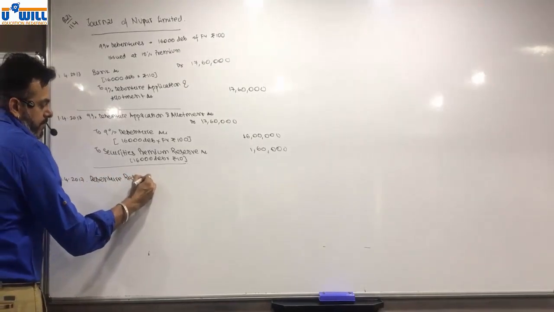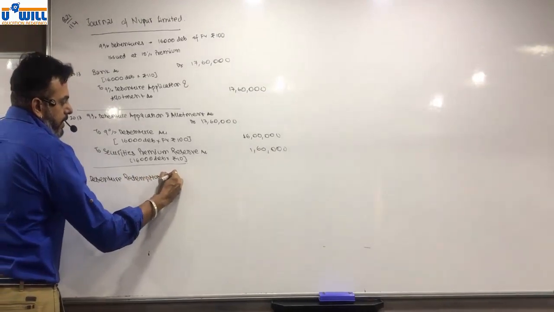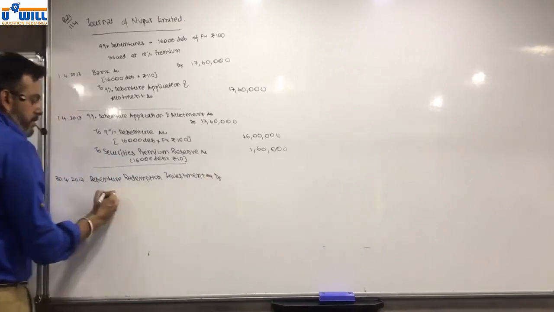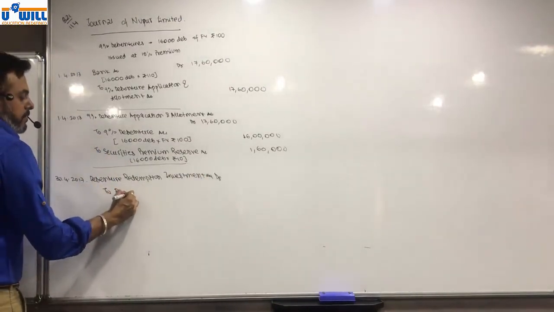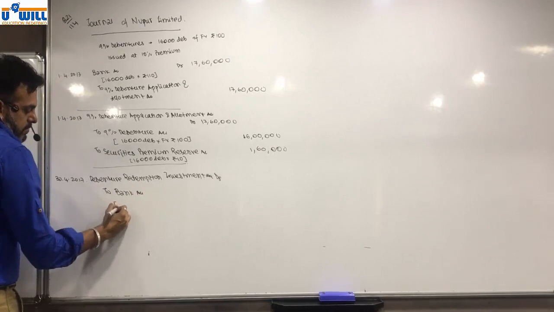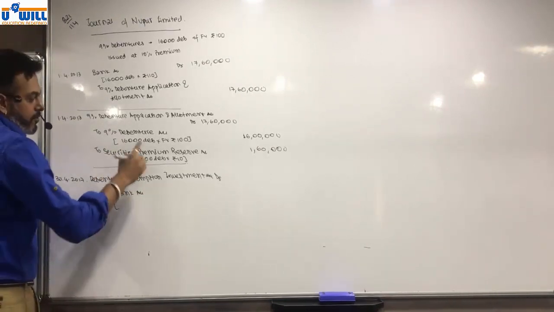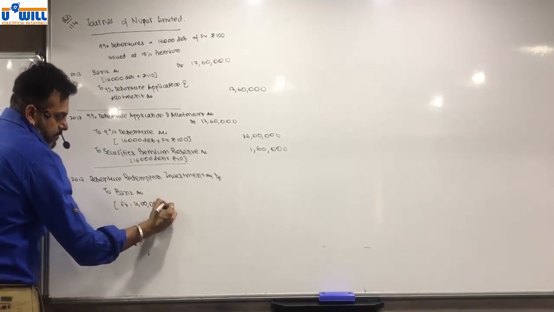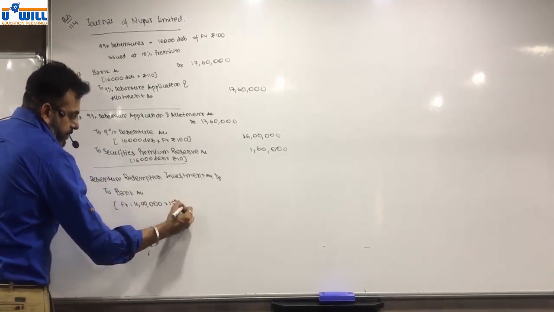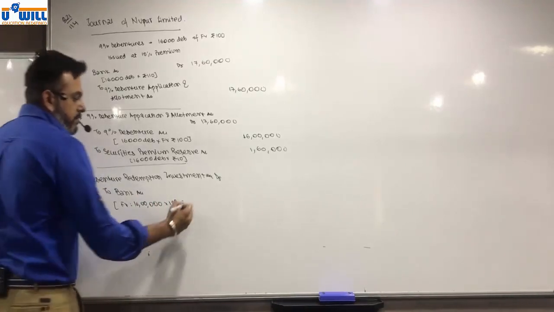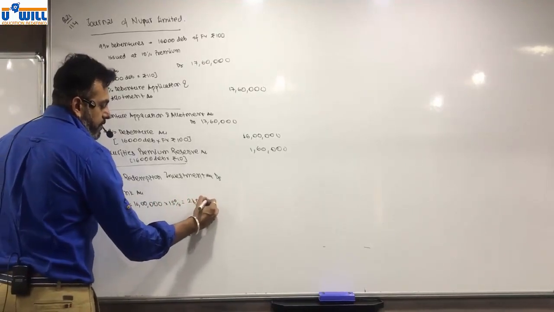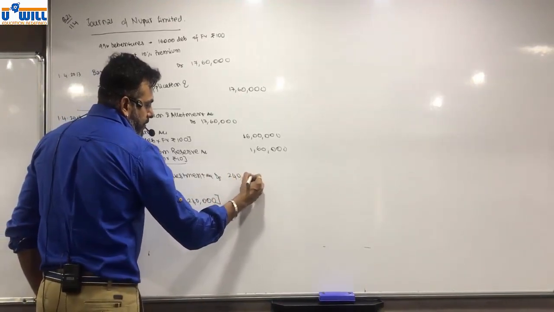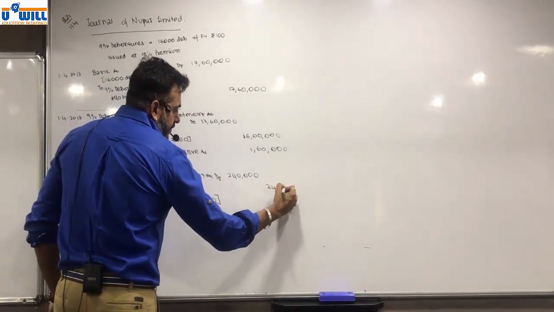Debenture redemption investment account debit to bank account. कितना रिडम्पशन करना है? उसका फेस वैल्यू कितना है? फेस वैल्यू इज 16 लाख into 15%, which is equal to 2,40,000. So 2,40,000 we will invest in specified securities.